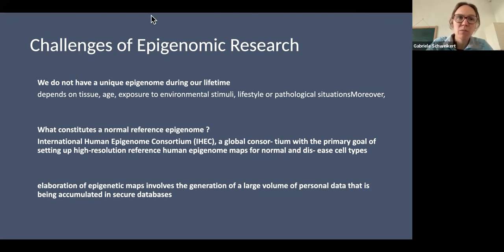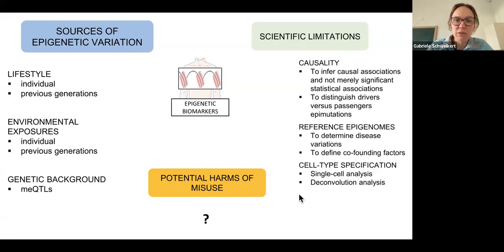But in order to make the translational jump, to make epigenomic research really valuable for the individual, we need to generate huge volumes of personal data that would be accumulated in secure databases. And with that, of course, we also have to think about potential harms of misuse. I don't want to say otherwise; as I said in the beginning, epigenomics is an amazing research field with amazing opportunities. But as we go along, we also have to consider: are there potential harms? Are there potential misuse cases? And how can we design our research questions and frame them such that we can avoid most of these harms?